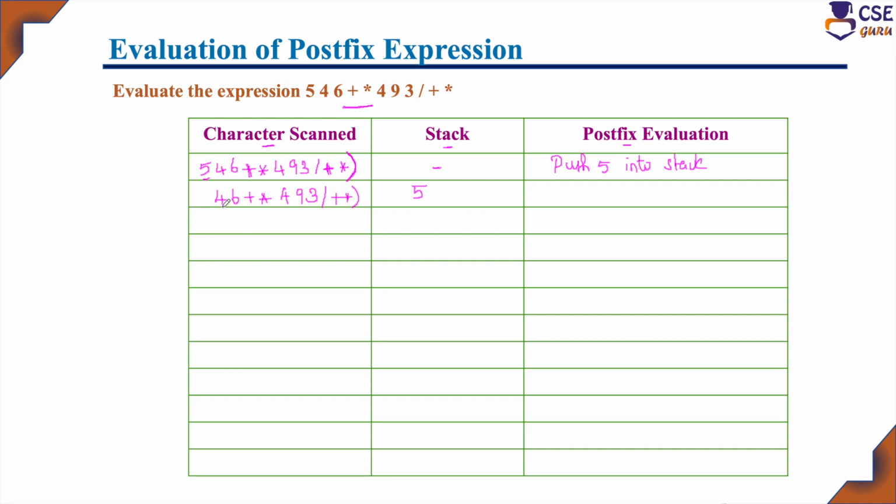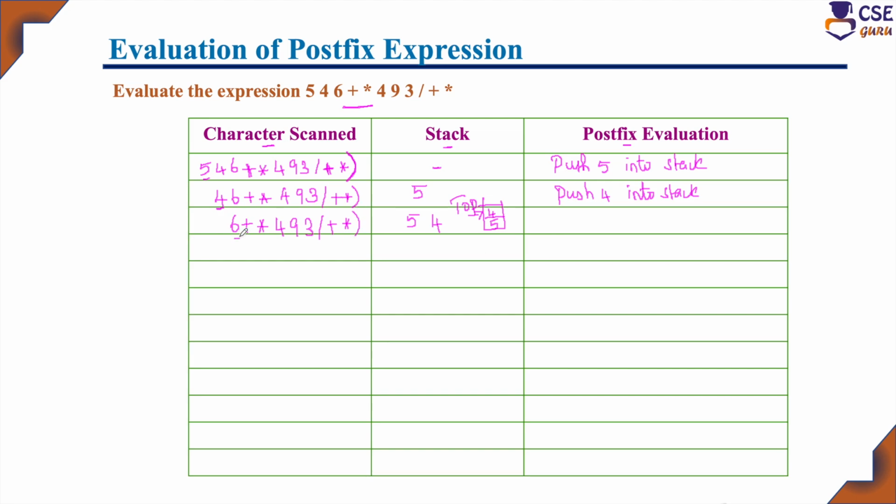And the next input character is 4. 4 is an operand. So push 4 into stack. Already 5 is there. Now we are placing 4, in the sense 4 will occupy the top element. So now 4 will represent the top element. In stack, this will be the structure. And the remaining input characters are 6 plus star 493 division plus multiplication, close bracket.